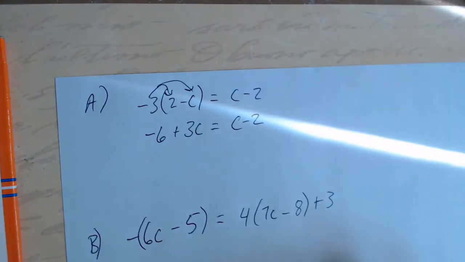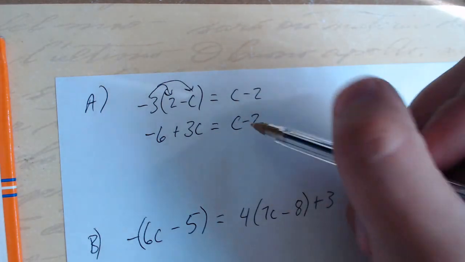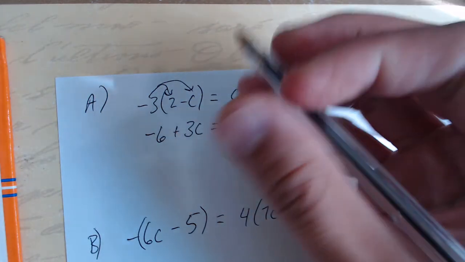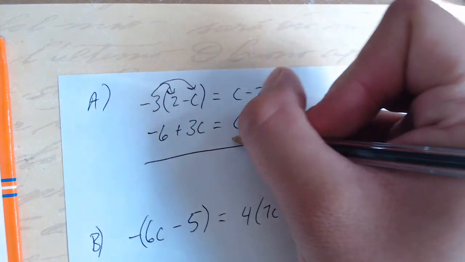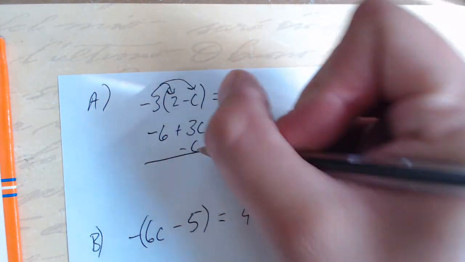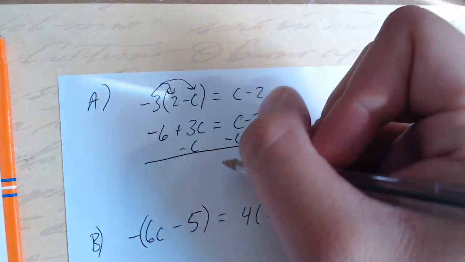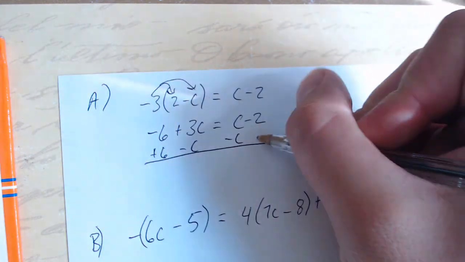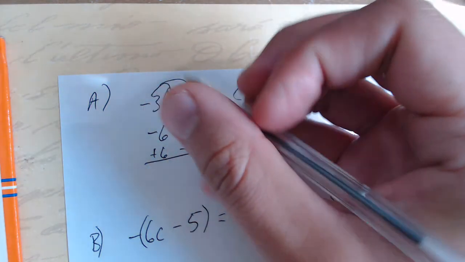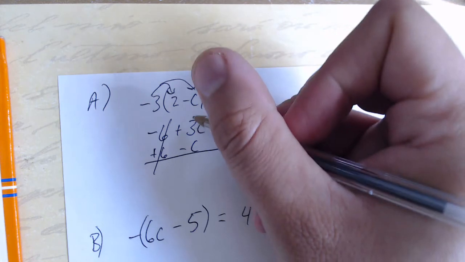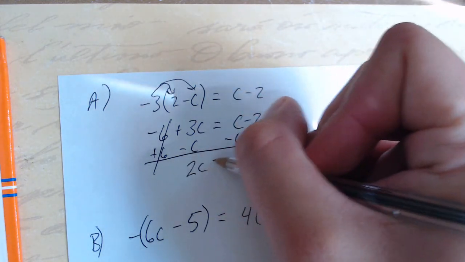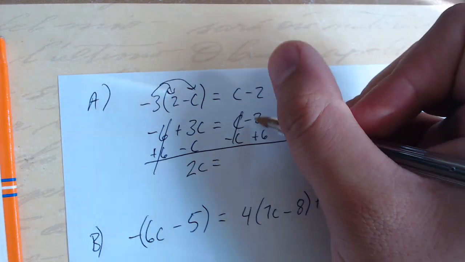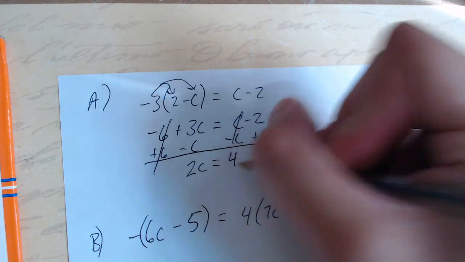From here, we just go right into our rules of equations. We want all the c's on one side and all the numbers on one side. So I'll subtract c from each side to get all the c's moved. And then I'm going to add 6 to each side to move all the 6's. From here, these cancel, and this turns into 2c. The c's cancel, and negative 2 plus 6 gives us positive 4.